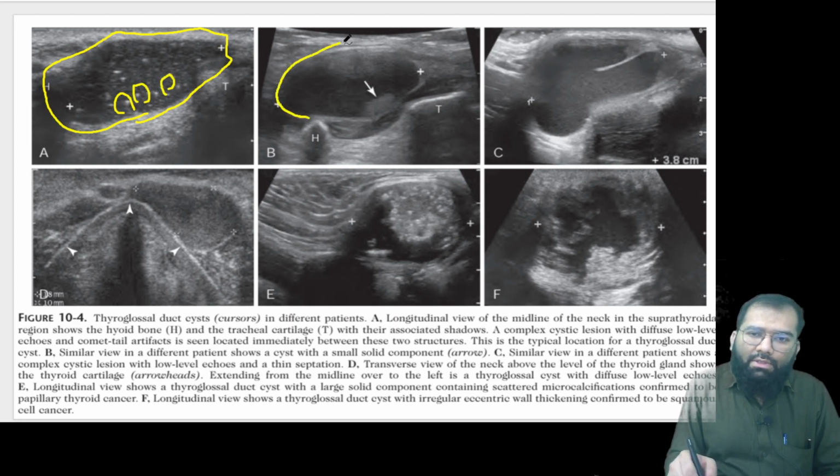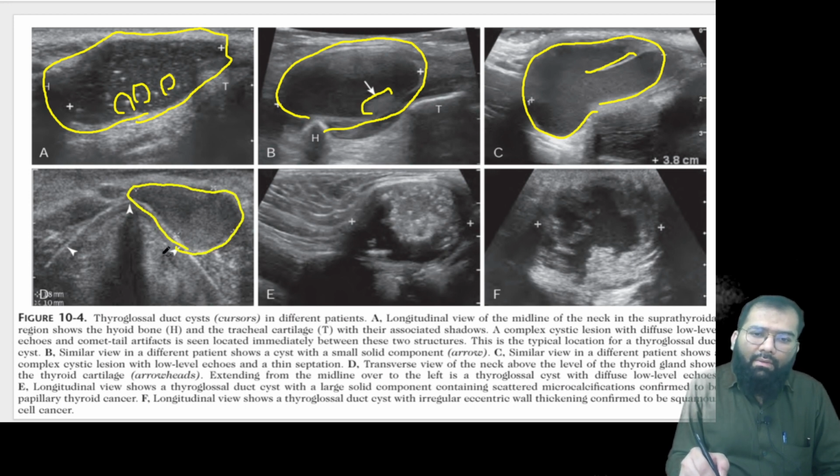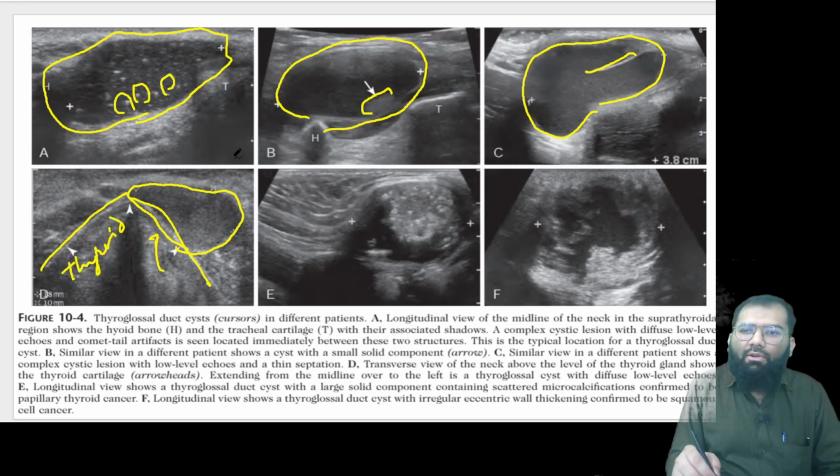Here you are able to see the cyst with solid debris within it. Again, here you are able to see the cyst, and there are a few septae within it. Here you are able to see a pyramid-lined, well-defined anechoic cyst just above the larynx. So you can see that this is thyroid cartilage. This is thyroid cartilage. Okay, so sometimes this can also be the position of a thyroglossal cyst.